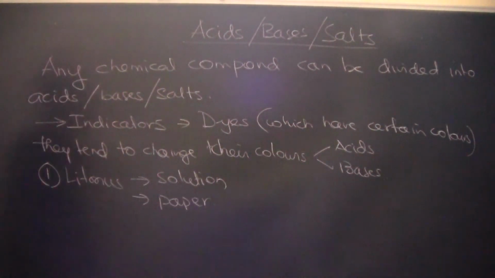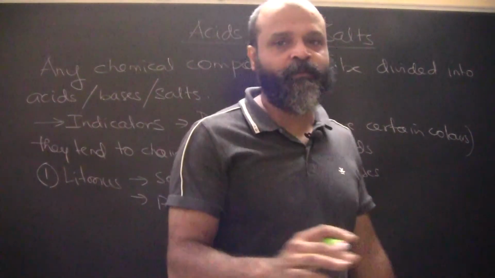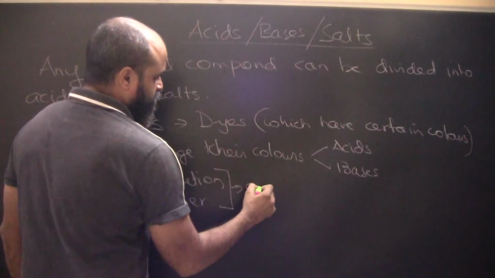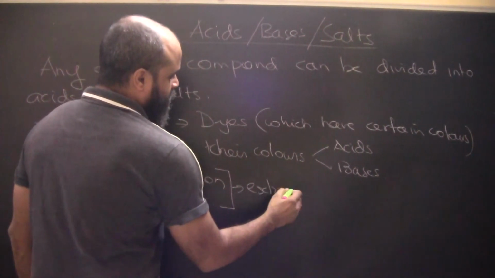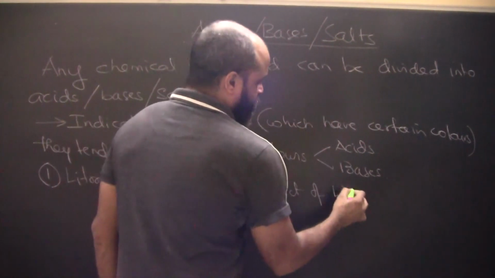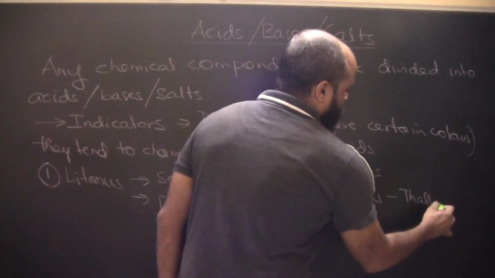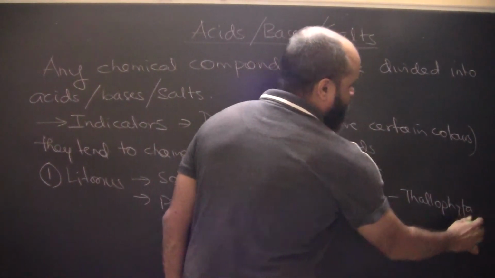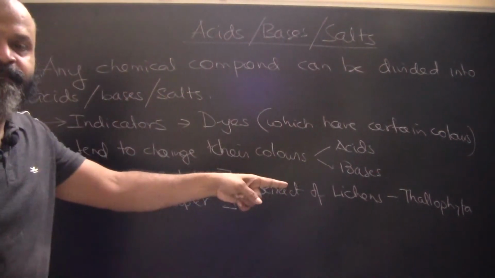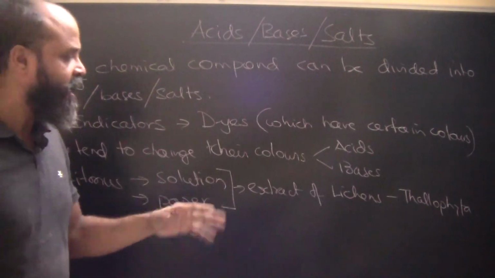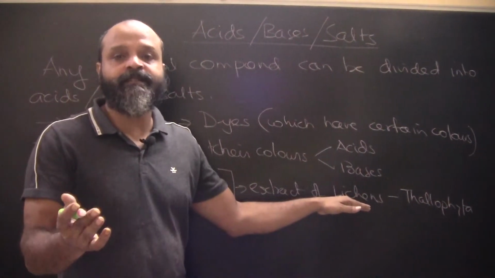Now where are we getting this litmus from? Litmus is basically an extract of lichens. They belong to the kingdom Thallophyta, so it is basically a plant species. We are not studying biology, however, this is just to know where we are getting it from.